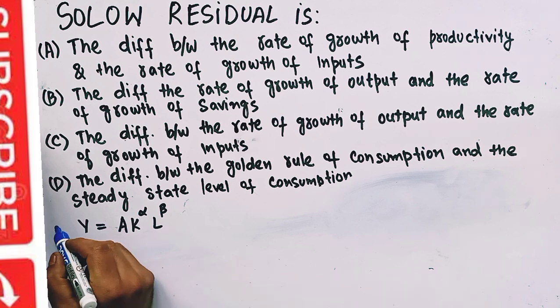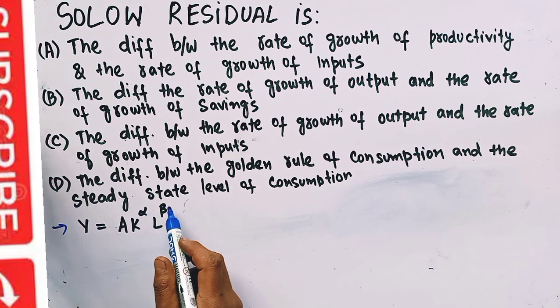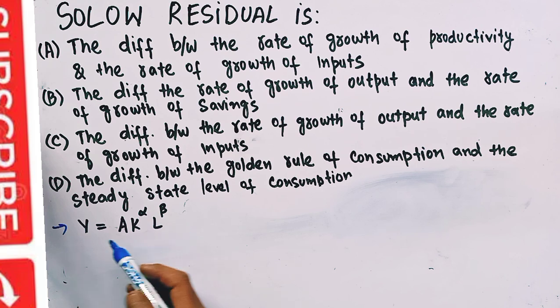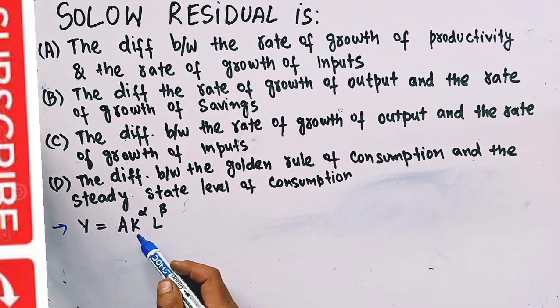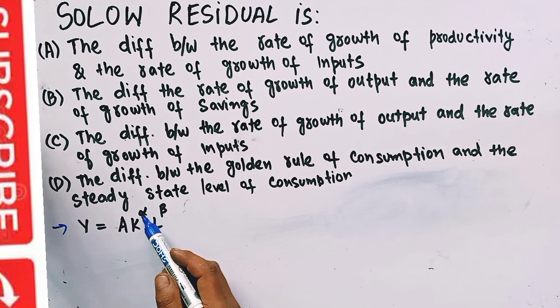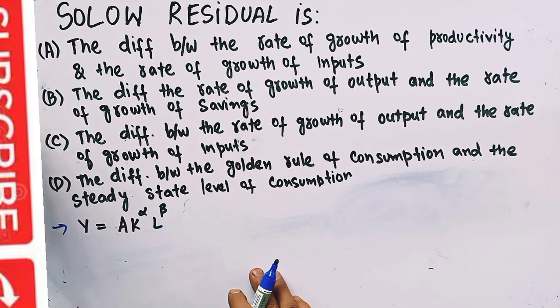We know from our production function that Y will be equal to A times K to the power alpha times L to the power beta. This is the standard Cobb-Douglas production function where Y denotes the output, A is the state of technology, K denotes the units of capital, L denotes the units of labor employed. Alpha denotes the output elasticity of capital and beta denotes the output elasticity of labor, okay?